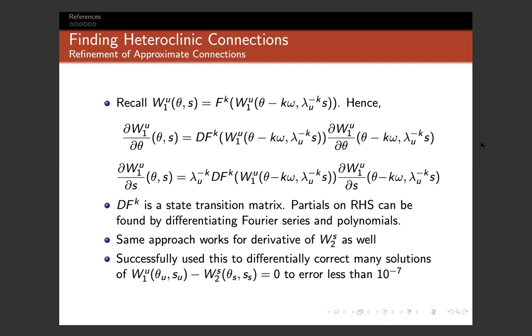And then the partial with respect to s is, again, you have the Df^k, which, as I mentioned earlier, is a state transition matrix. The partial W1, partial s is just found by differentiating a Fourier-Taylor series with respect to s, so polynomial differentiation. After you find these partials, that gives you the derivative with respect to theta u and s u, and then the same with theta s and s s if you do the same thing using the formula for Ws. And then we successfully used this to differentially correct several solutions of this equation to errors on the order of 10 to the negative 8.